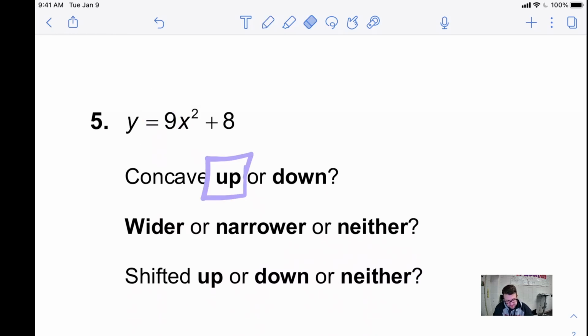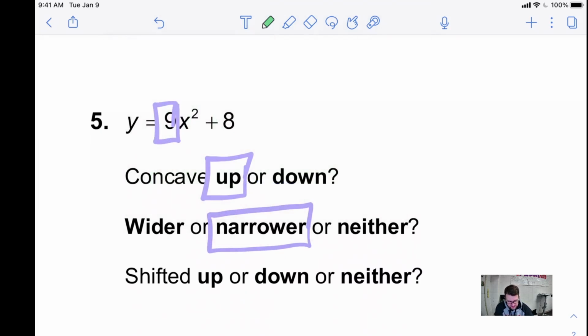Looking at the next part, it does ask us, is it wider, narrower, or neither? Again, that refers to this number right here. Is that number bigger than 1? Of course, 9 is bigger than 1. So when that happens, it's a vertical stretch, meaning it will get taller. And if you were to stretch out Play-Doh, the taller it gets, the narrower it also gets too. Taller and narrower go together. Shorter and wider go together.